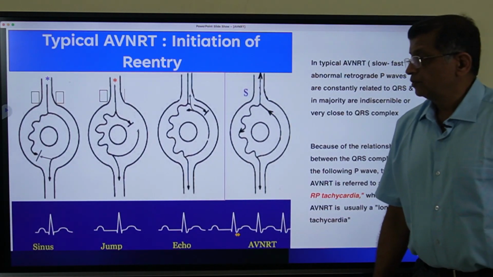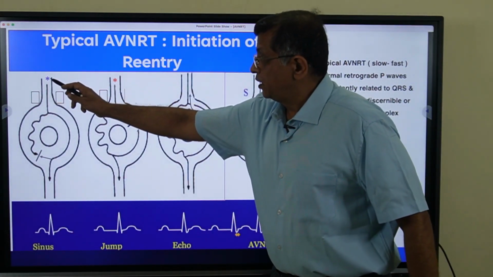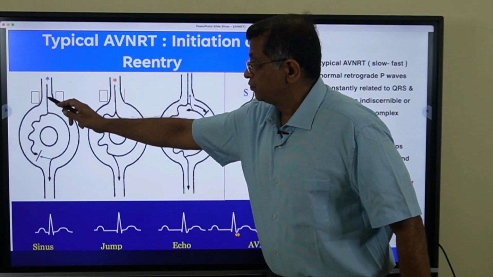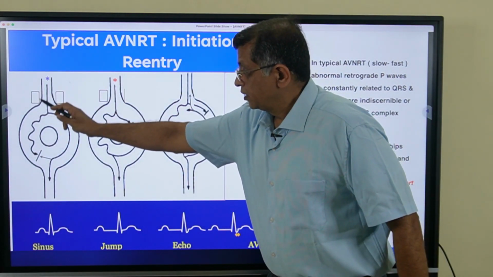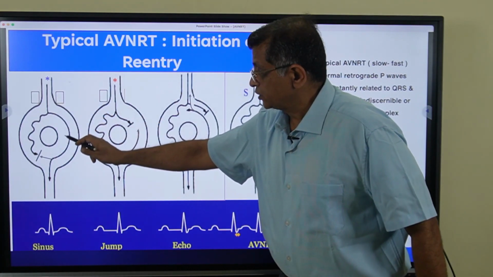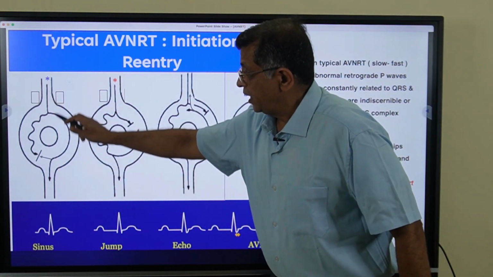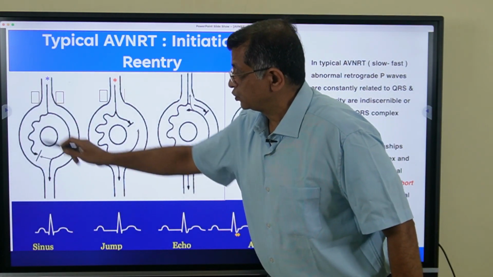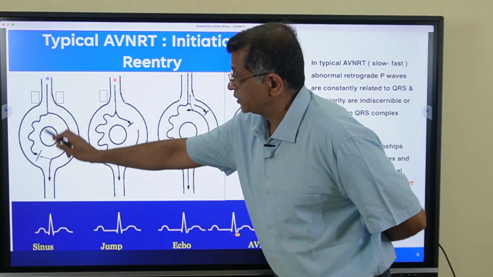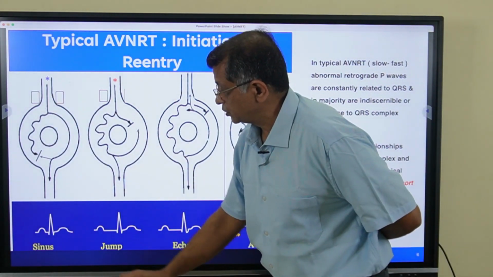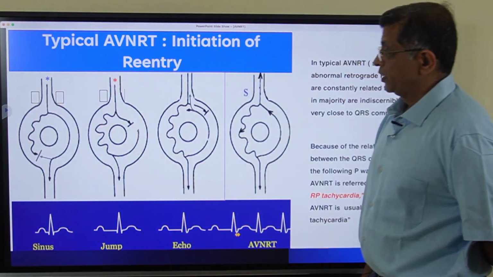Same repetition. This is the normal current, the normal impulse which has come at the normal time. It goes fast via the fast pathway, and it also travels through the slow pathway, but that is cancelled by the current coming in the opposite direction, giving us a normal sinus rhythm.